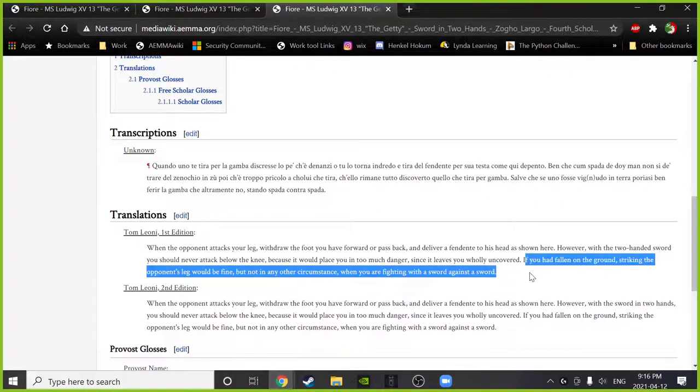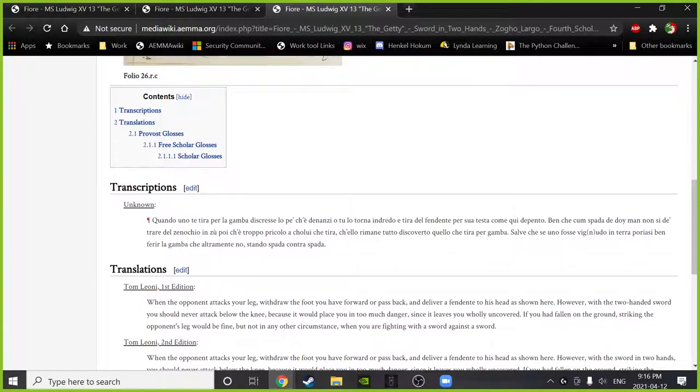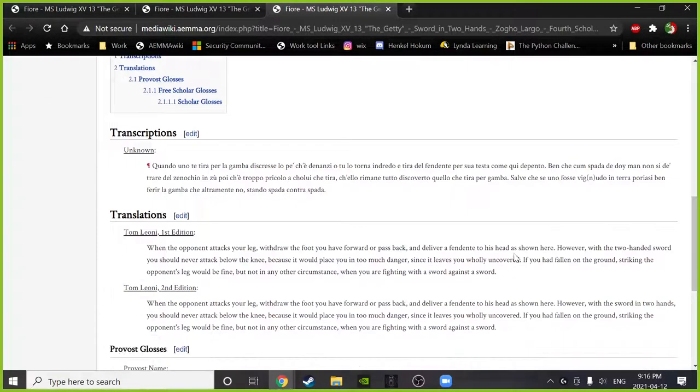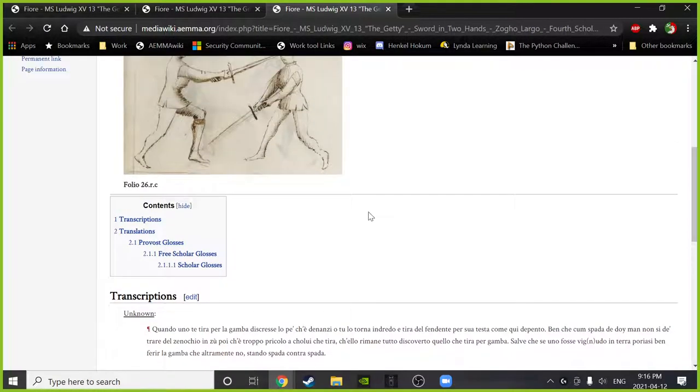So lastly, I want to say something about this bit, which I find extremely fascinating. He says all the stuff about, if the guy attacks your leg, withdraw the foot, give him a fendente, don't attack too low, it's too uncovered. But if you had fallen on the ground, striking the opponent's leg would be fine, but not in any other circumstance when you're fighting with a sword against a sword. So Fiore's making a comment here about a situation which I read as something on the battlefield personally, although I suppose you could read this as relevant to a duel as well. Civil disturbance. Or a civil disturbance. Yeah, exactly. Something chaotic where you're fallen to the ground.